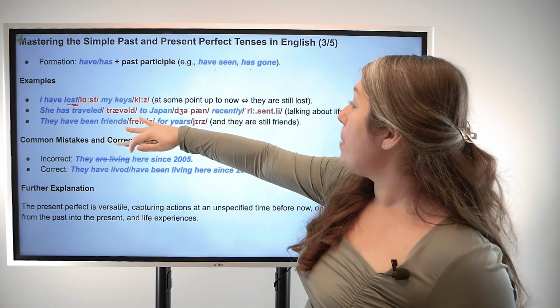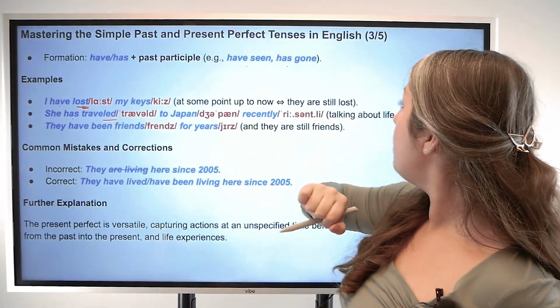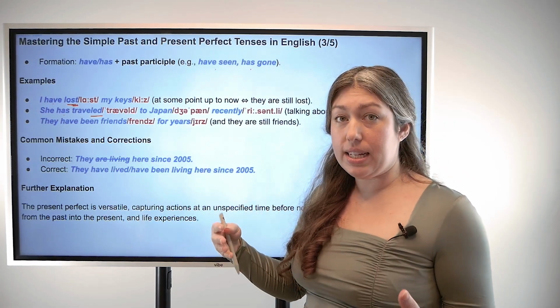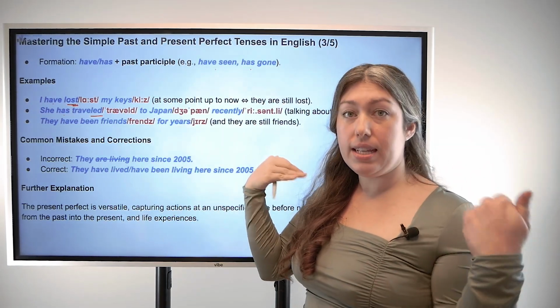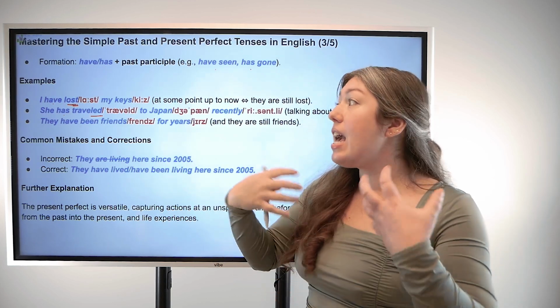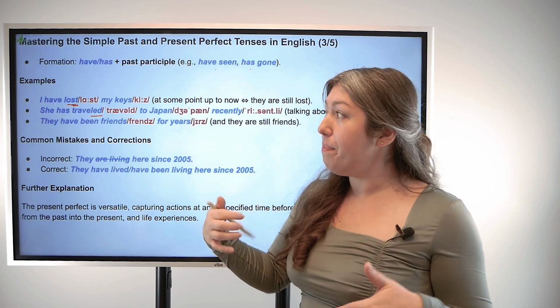She has traveled to Japan recently. Have or has with the past participle. So we can use present perfect to talk about life experiences. Even though we're talking about things that happened in the past, it's relevant to now because life experiences certainly affect the present moment and who we are at this time.